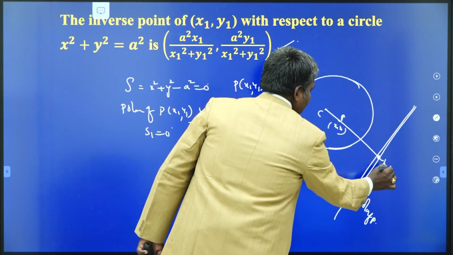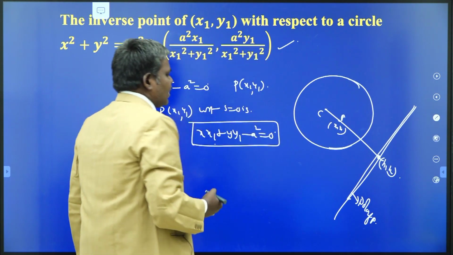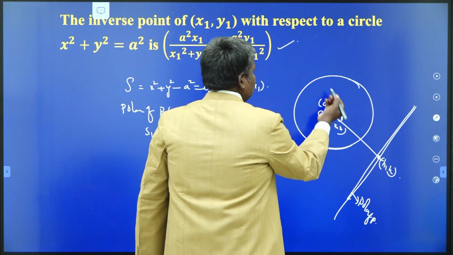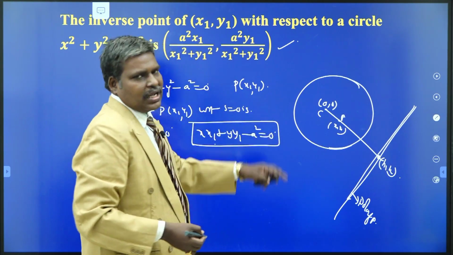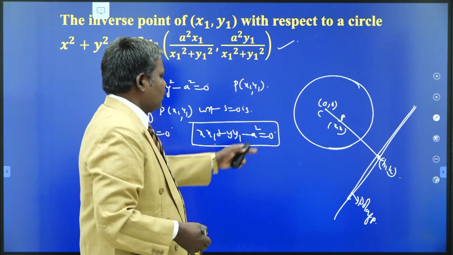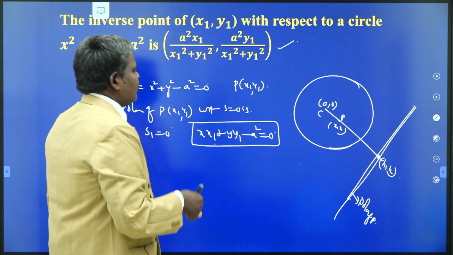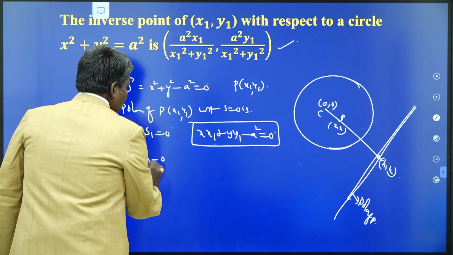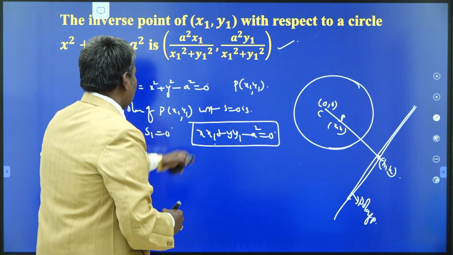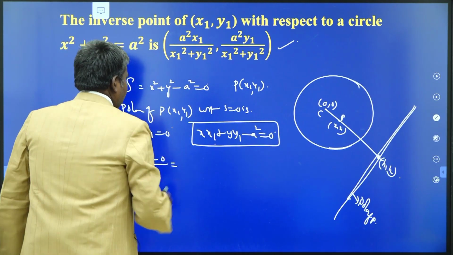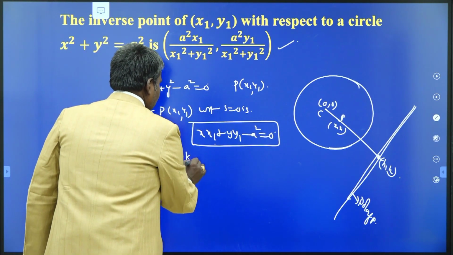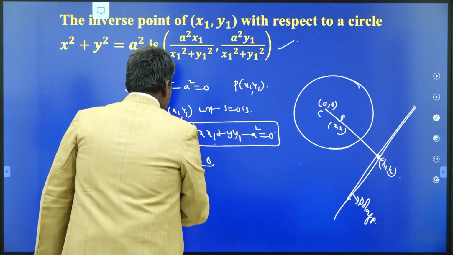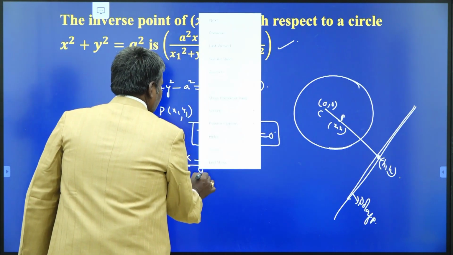Let (h, k) be the foot of perpendicular drawn from the center (0, 0). You take (0, 0), it is better than (x1, y1). You may take (x1, y1) also. So the foot of perpendicular drawn from the origin to the line x x1 plus y y1 minus a square equal to 0. You have the formula: (h minus 0) by a, a is what now? x1. (h minus x1) by a is equal to (k minus y1) by b, y1 instead of 0, by y1.